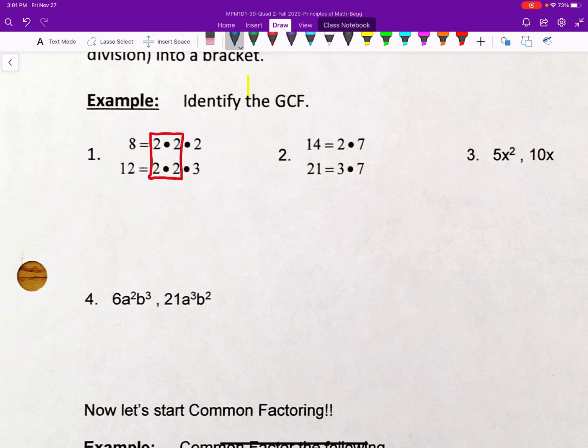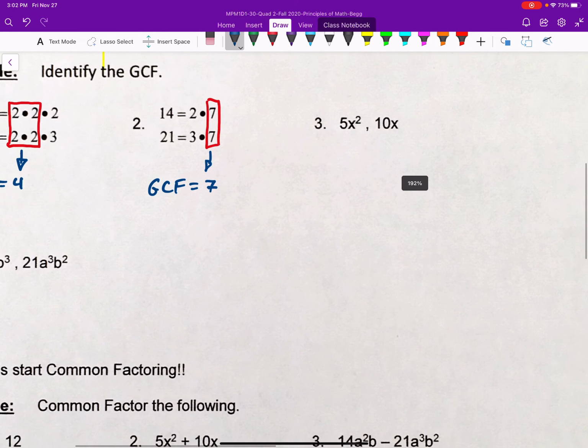If I wanted to take a common factor out of 8 and 12, 2 times 2 equals 4, right? So 4 would be my greatest common factor of 8 and 12. In other words, it's the biggest number that goes into both 8 and 12. If you look at 8, we can divide that by 4, and we can divide 12 by 4, and it's the biggest number that goes into both of them. 14 and 21 can be written as 2 times 7 and 3 times 7 respectively. Again, this is the part that's common to each of them, so I can take a 7 out of each one of these.